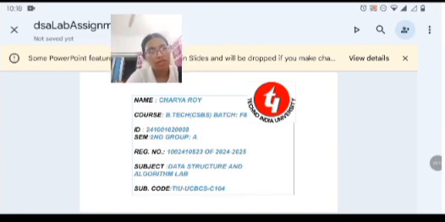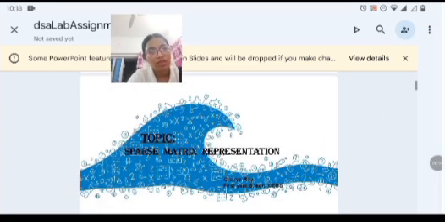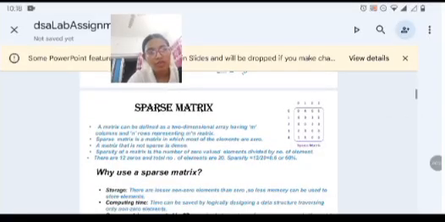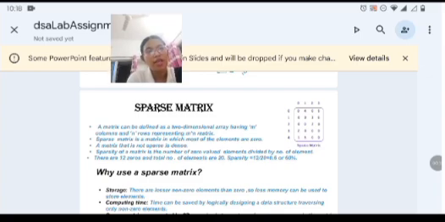I have been given the topic sparse matrix representation. So, first we define what is a matrix. A matrix is a two-dimensional array of data having m rows and n columns, and then its dimension is defined as m by n, which is written as m cross n. A matrix in which most of the elements are 0 is called a sparse matrix. In contrast, if a matrix has most of the elements non-zero, it is called a dense matrix.